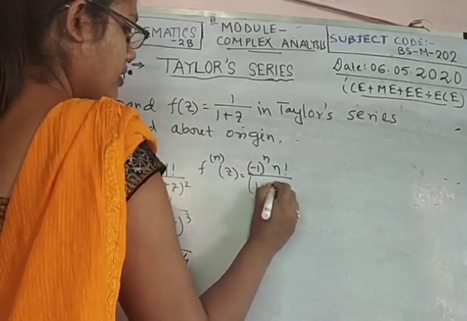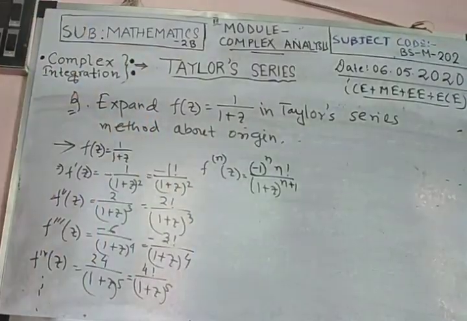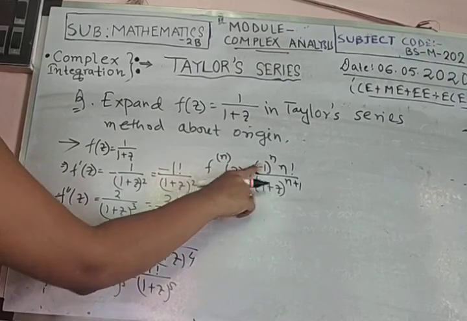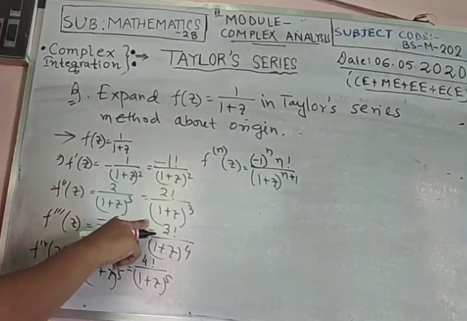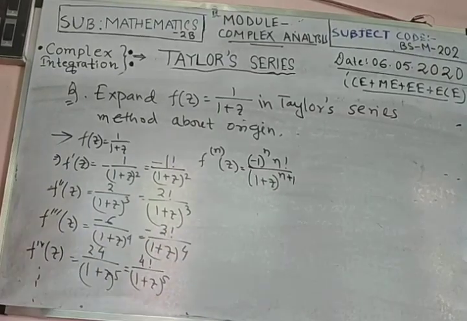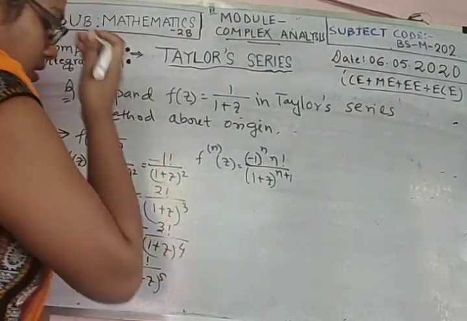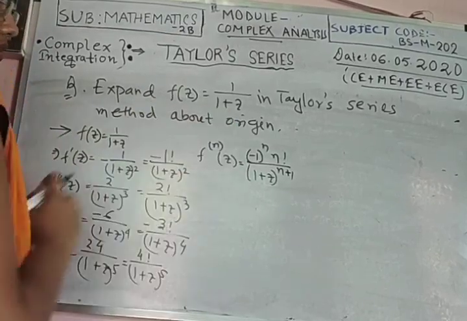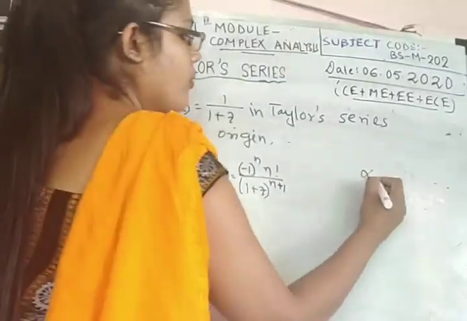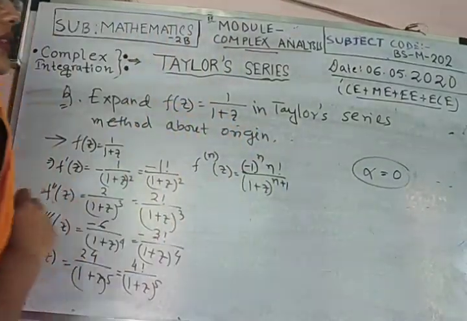So obviously the power is increased by 1, so this is n plus 1. If n is 1, minus 1, 1 factorial, (1 plus z) to the power 1 plus 1, that is 2, whole square. That's for 1. If 2, this one; 3, this one; 4, up to this one, similarly. And now I have to find out about the origin, so that means our alpha equals 0. Origin is alpha equals 0.